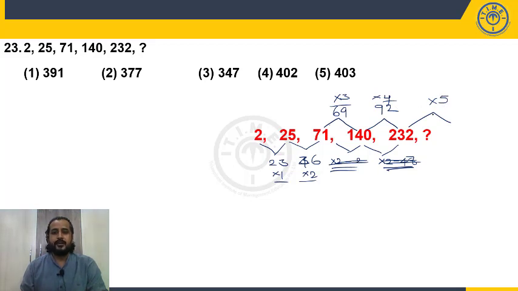So 23 fives are how much? 115 is the difference. So my answer should be 232 plus 115. So 232 plus 115 is 347. Choice 3 is my answer. Though it is increasing rapidly, by applying the multiplication logic, I can't find the proper logic. So I'm again applying the difference. There I can see that the difference is the multiples of 23. So then definitely there will be a big jump from one number to another number. Right. So choice 3.